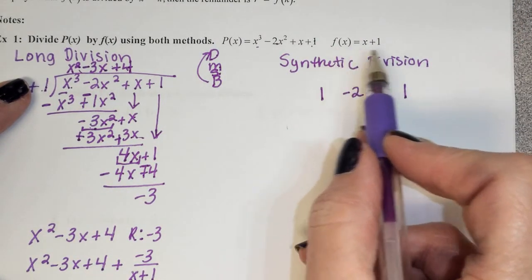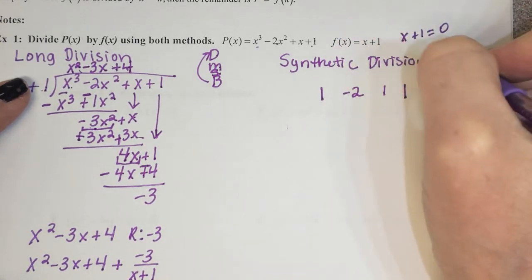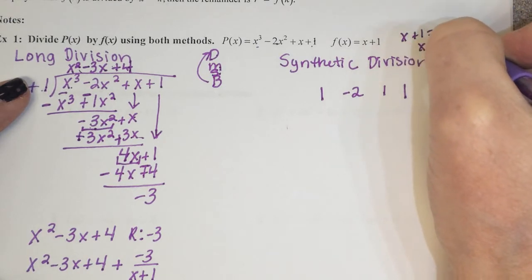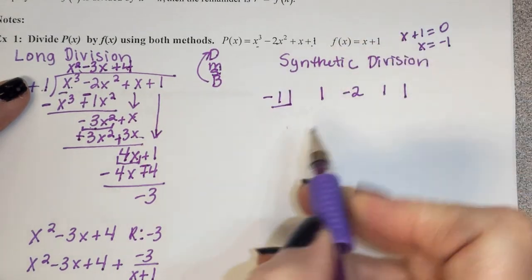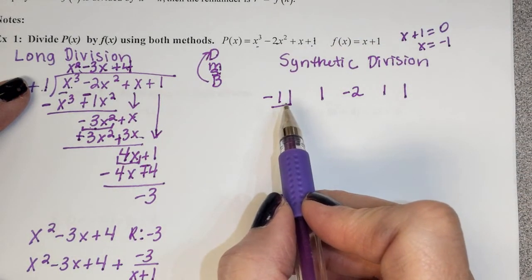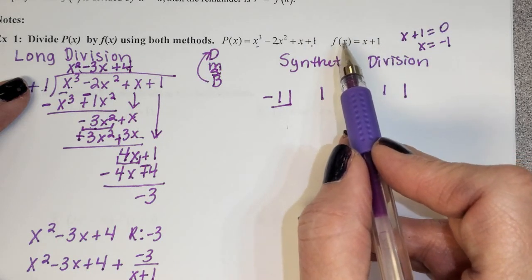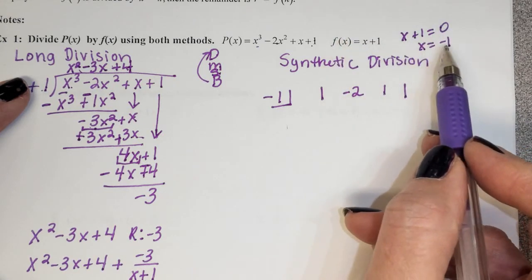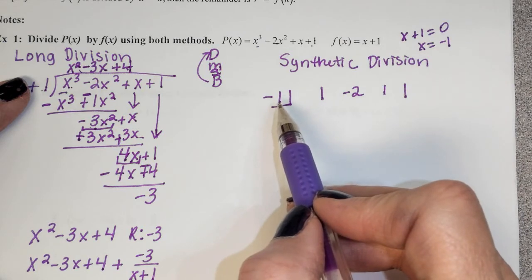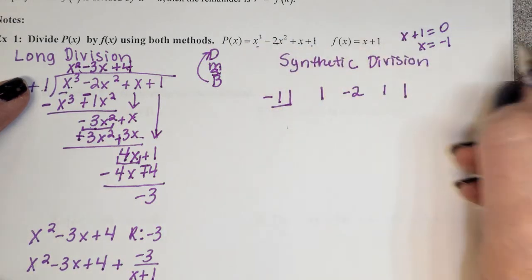The next thing I do is I take my divisor and I set it equal to 0, and I solve that. And I get -1. So -1 is actually my divisor. See, if this is a factor, I want to know what would it be as a point. So as a point, if I set it equal to 0, the solution would be -1. So I put -1 in the box. But these are just the coefficients of my dividend. 1, -2, 1, 1. Here's the steps.